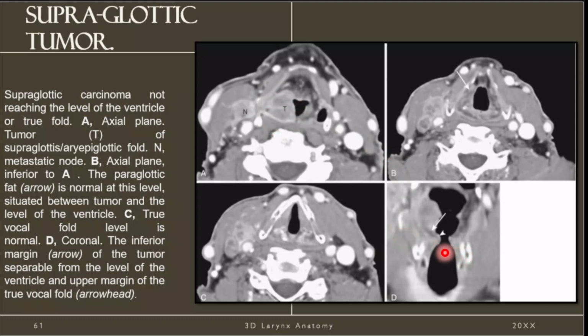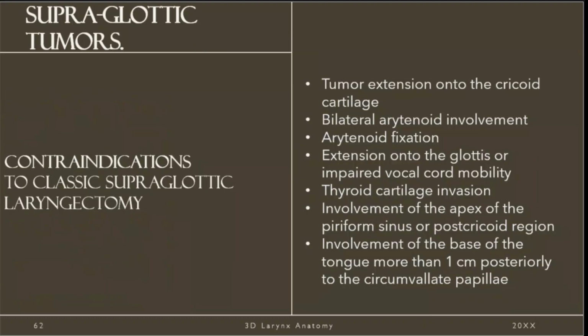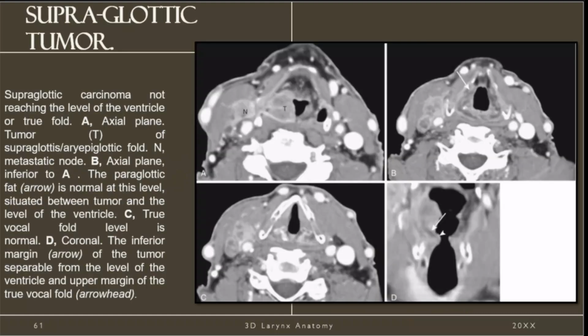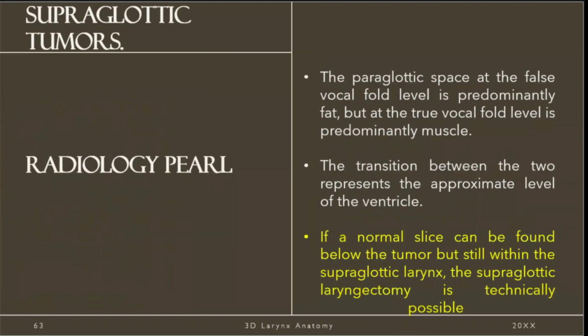Look at the coronal images. This is the true vocal cord. So the whole abnormality here is supraglottic with no glottic or subglottic extension. Those are some contraindications to the classic supraglottic laryngectomy. Yes. At the right side, there is invasion of the paraglottic space. However, the pre-epiglottic space is more or less patent. There is something else too about the supraglottic tumors. If a normal slice can be found between the tumor but still within the supraglottic larynx, the supraglottic laryngectomy is technically possible.